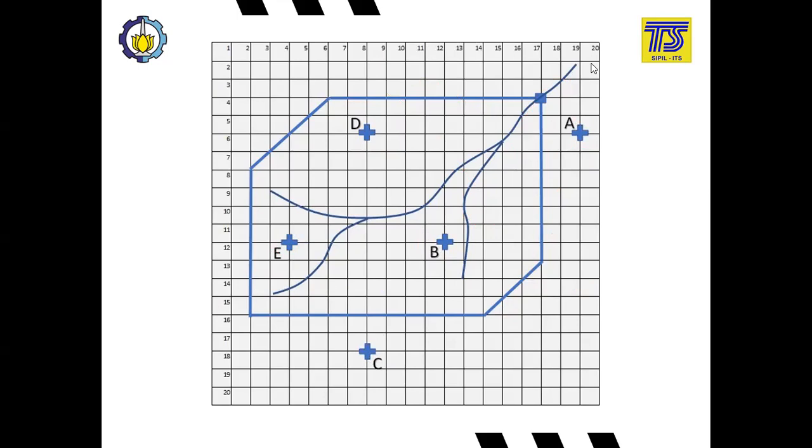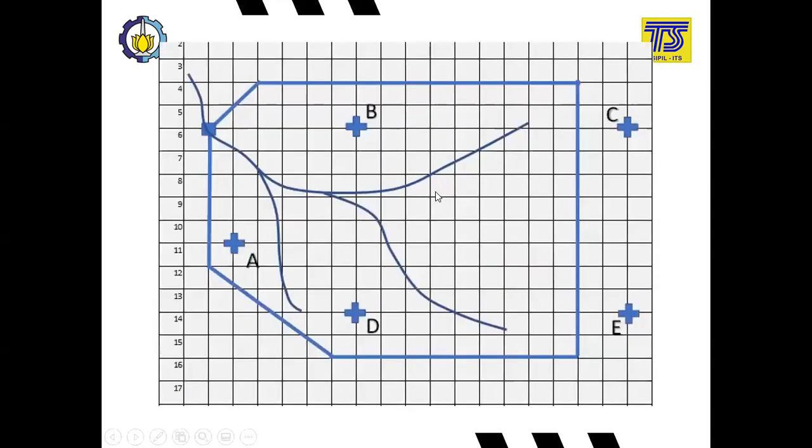It's the same for this example also. Is it the same or no, it's not the same. For this example, it's very clear that the C and E stations are near to the area of the watershed on the right side here.